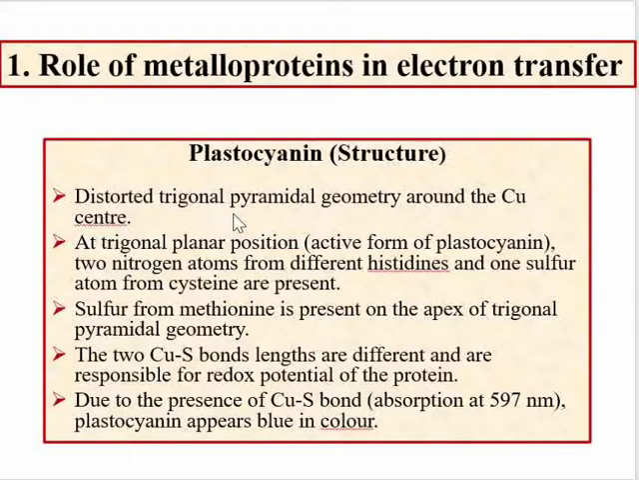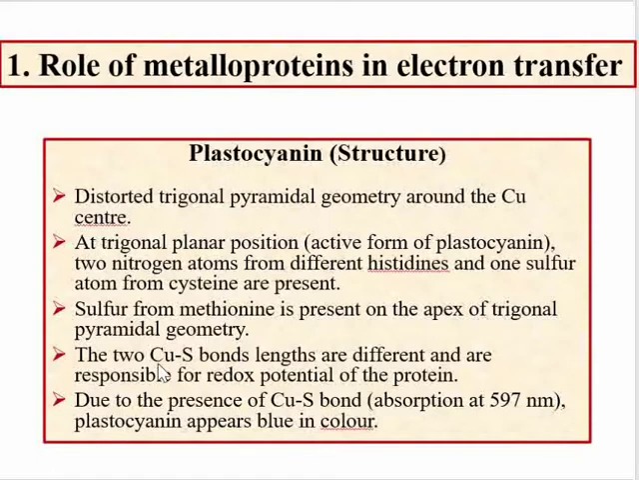Okay, so distorted trigonal pyramidal geometry. It's not bipyramidal, but it's pyramidal, a distorted trigonal pyramidal geometry. At a trigonal planar position, the active site of the plastocyanin is present. Two nitrogen atoms from different histidines and one sulfur atom from cysteine are present at the trigonal plane, and sulfur from methionine is present on the apex of the trigonal pyramidal geometry.